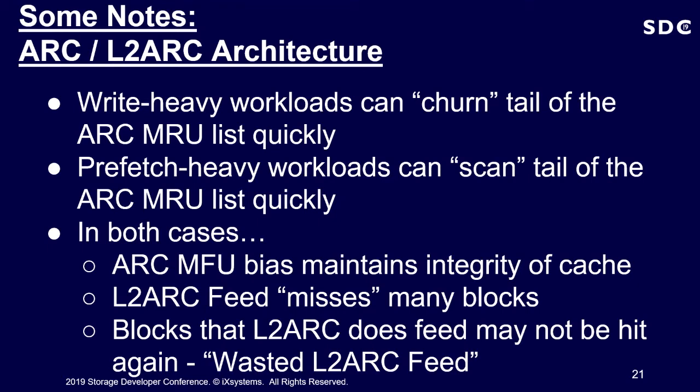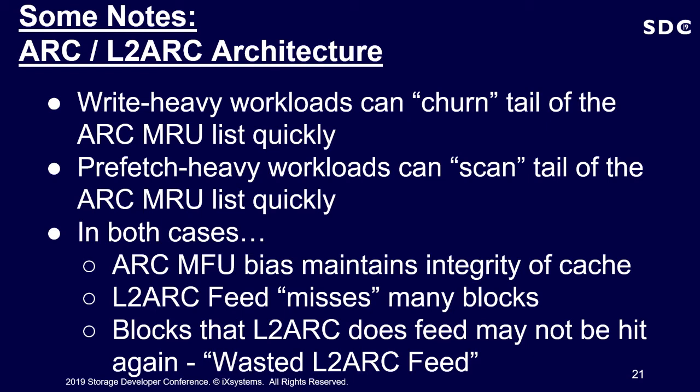Write-heavy workloads can churn the most recently used. It's not going to churn the most frequently used. We talked about that a minute ago. Prefetch heavy workloads can scan. So like I was talking about, a backup workload can scan the ARC because if you are the recipient of the backup, you're going to get writes. That's the first bullet point. But if you are the source of the backup, you're going to have a lot of sequential reads, which are just going to go through, and your most recently used list is going to completely be scanned all the time until the backup is complete.